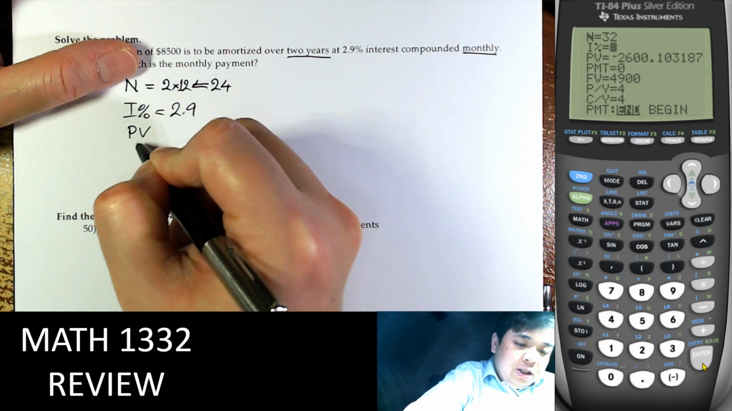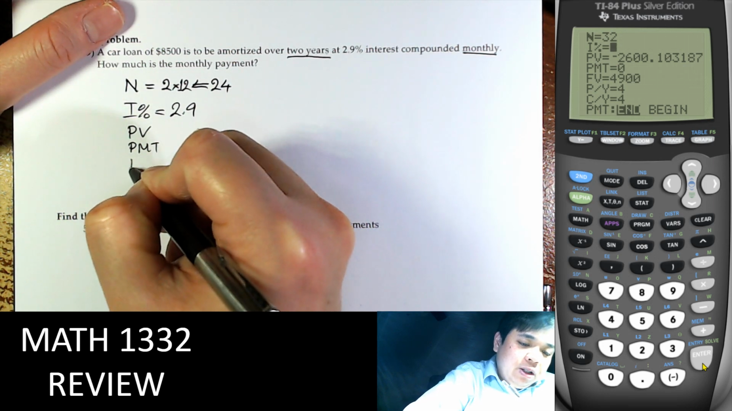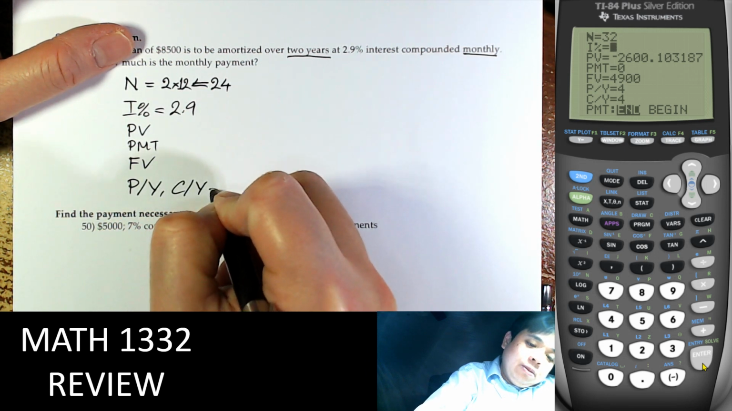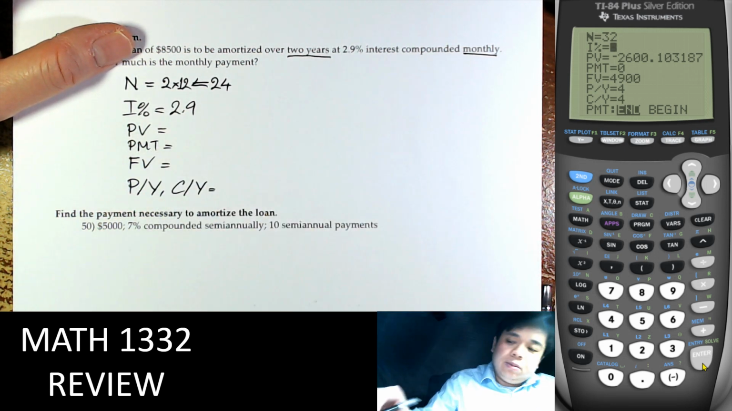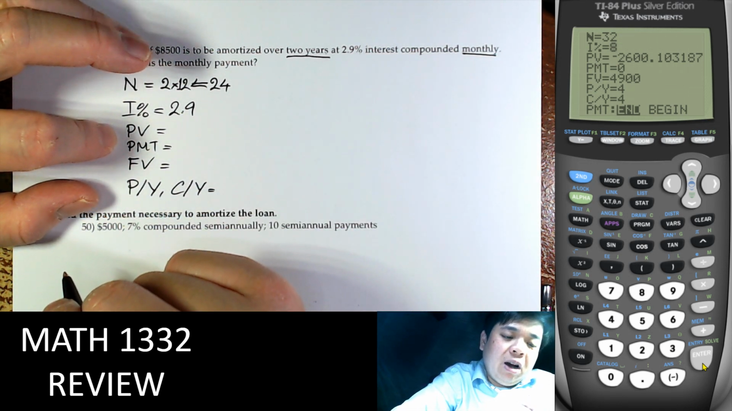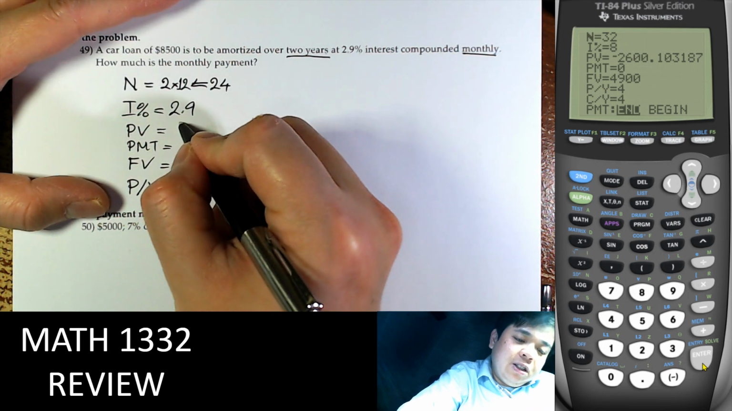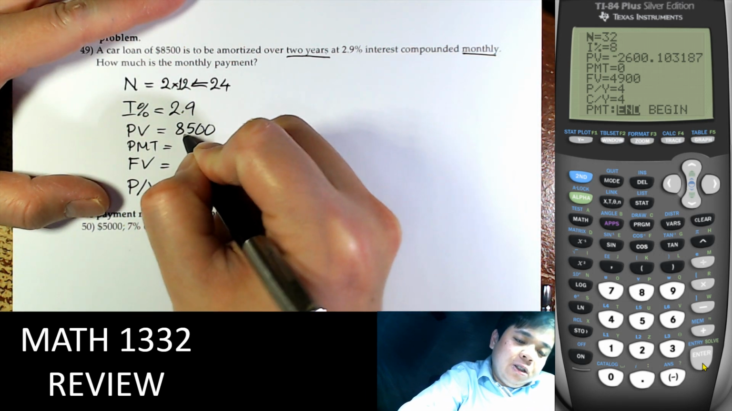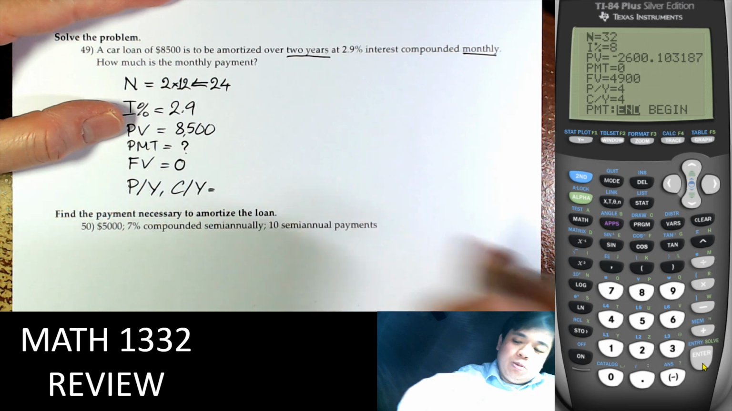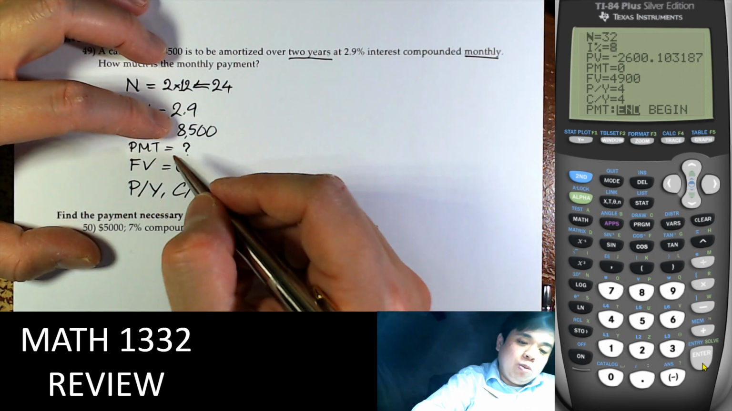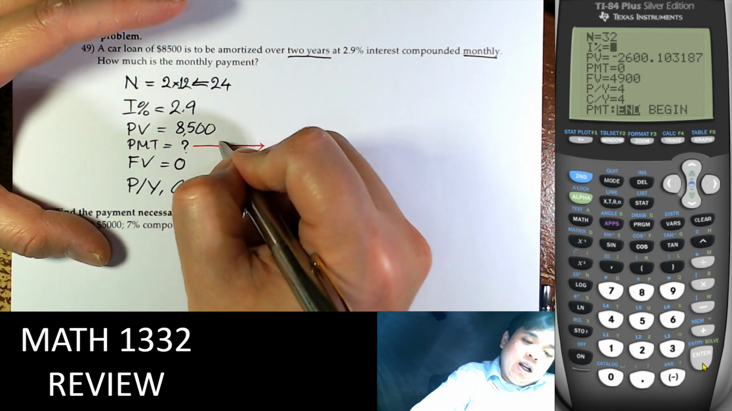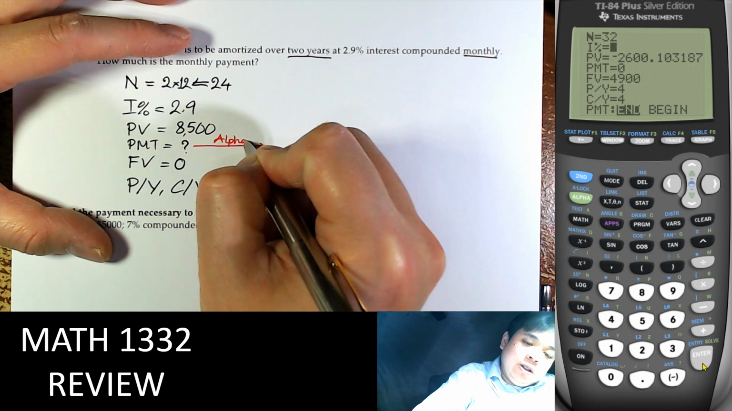The present value, payment, future value, and then the last two should be the same. A car loan to be amortized, so we will pay off 8,500. And the payment, we don't know that, but the future value is going to be 0. Like I said, one is 0, one positive, one negative. So we just highlight the payment. This asks for the payment, and we just hit alpha and enter.